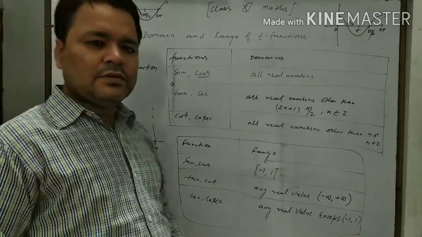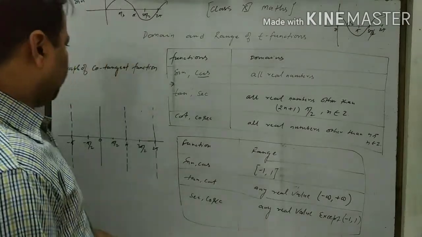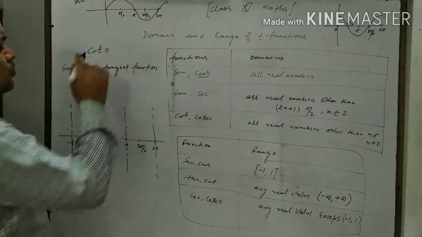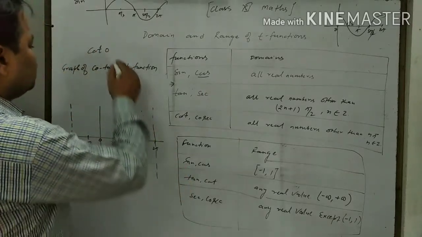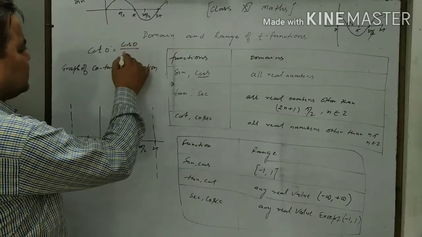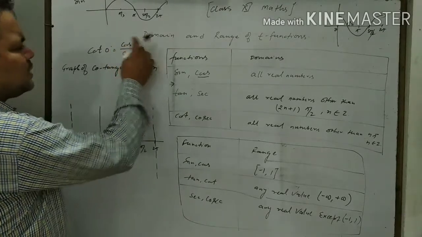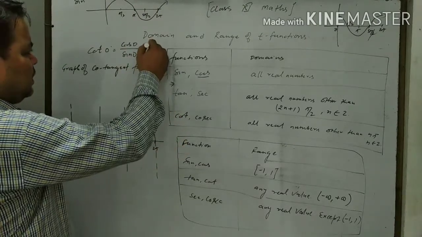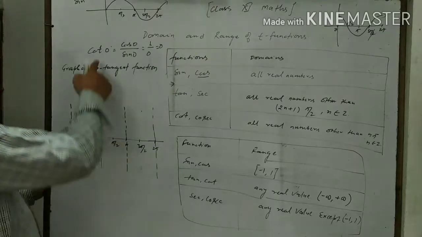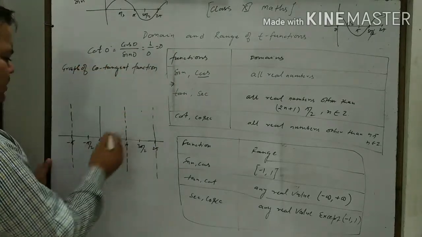Now let us see the graph of cotangent. We know that if we want to find the value of cot 0, then cot 0 will be cos 0 upon sin 0. And we know that cos 0 is 1, and sin 0 its value will be 0. Means at 0, the value of cotangent will be 0.